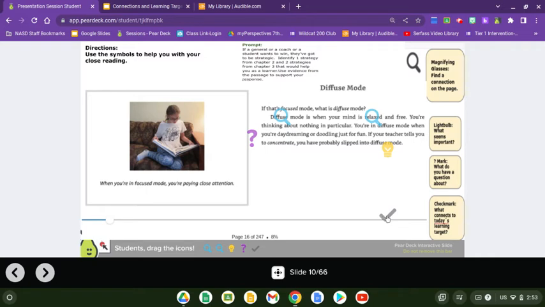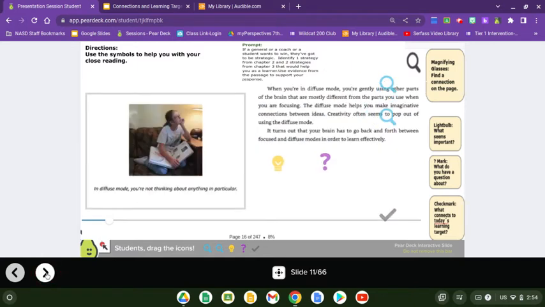Not too much there about today's learning target, so I'm just going to put it above the term diffuse mode because I do know that's important overall. When you're in diffuse mode, you're gently using other parts of your brain that are mostly different from the parts you use when you're focusing. The diffuse mode helps you make imaginative connections between ideas. Creativity often seems to pop out of using the diffuse mode, right?